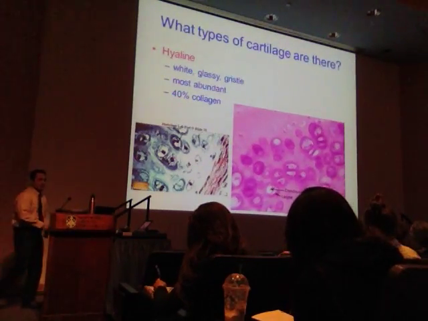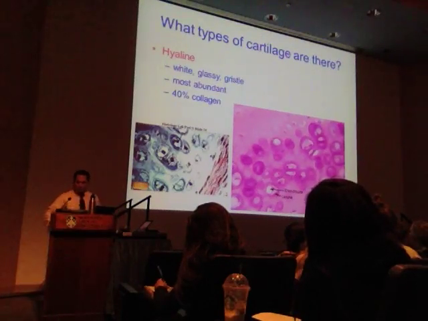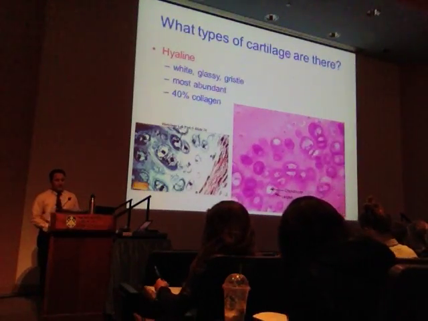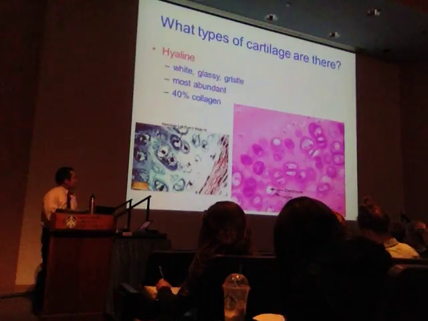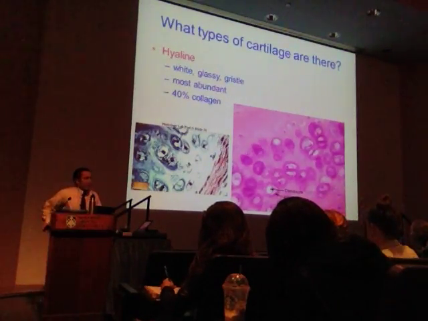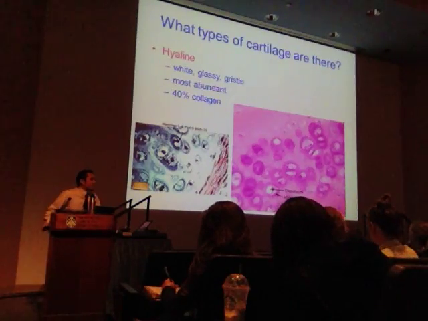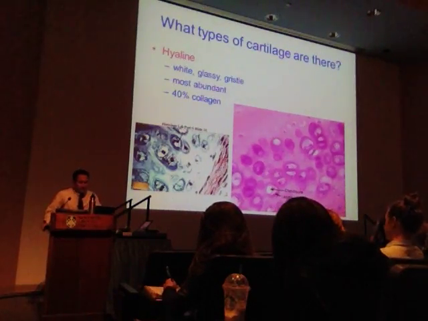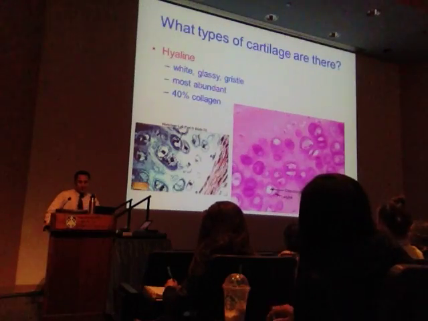So if we look at the different types of cartilage, we're going to cover three main types of cartilage. Well, the first one up on our list is hyaline cartilage. And some pictures of hyaline-like cartilage. It's very glassy and white-looking, glistening under dissection. It is the most abundant cartilage that you find in the body.